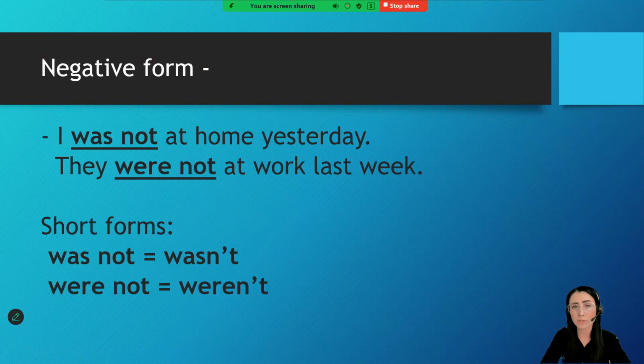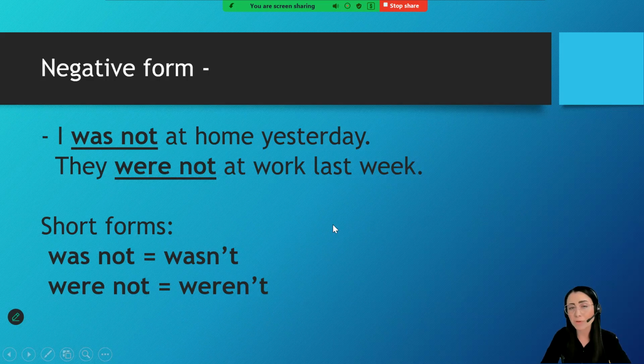Negative form. I was not at home yesterday. They were not at work last week. Everything we do here is put the particle not after the verb to be. You can also use short forms. Was not becomes wasn't. Were not becomes weren't.